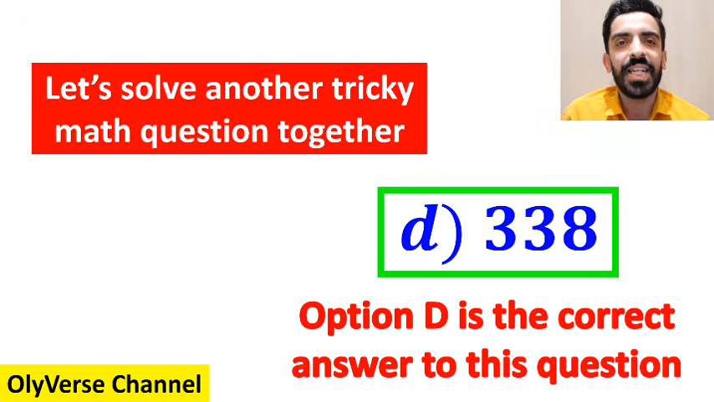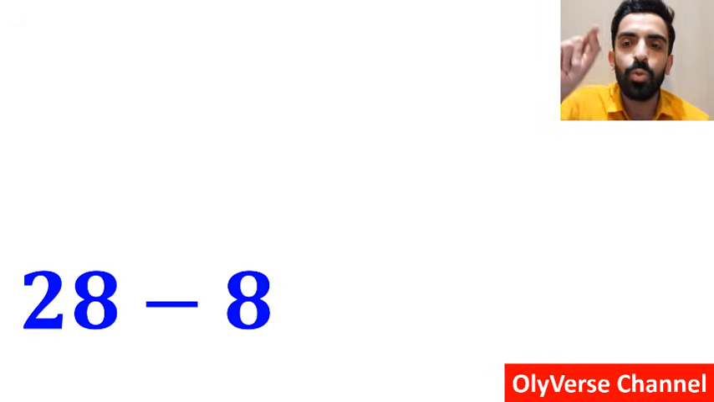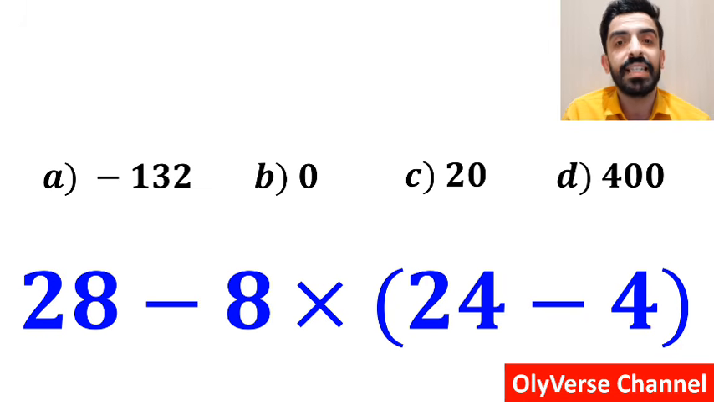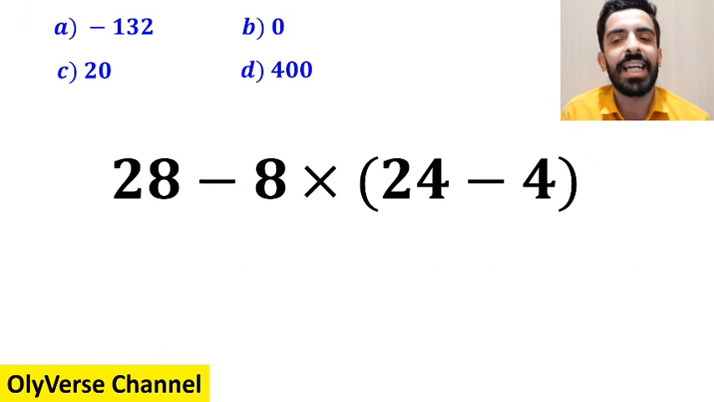Alright, now let's solve another tricky math question together. What is the value of the expression 28 minus 8 multiplied by (24 minus 4)? Which option do you think is the correct answer to this question? Let's break it down and solve it together.